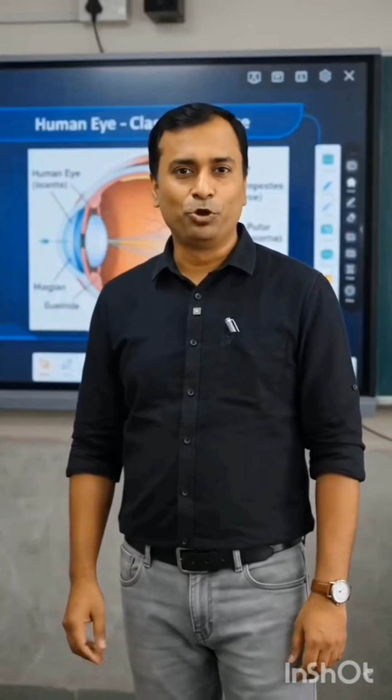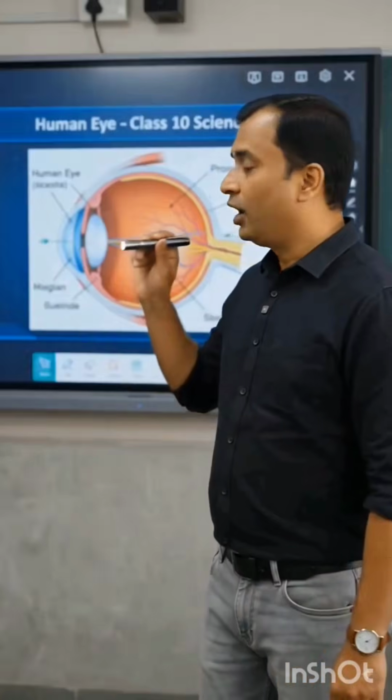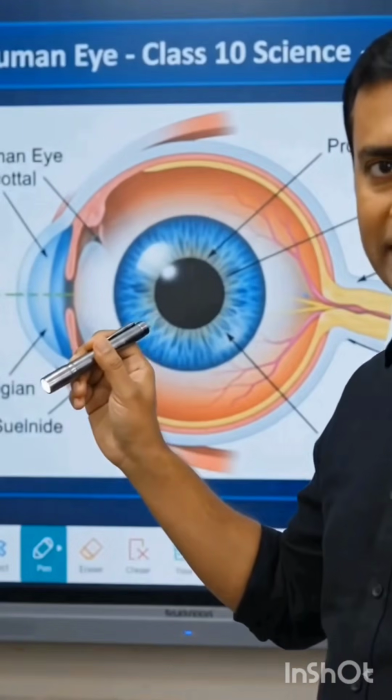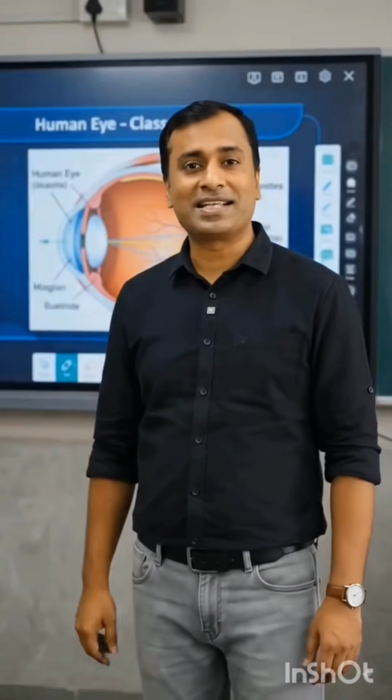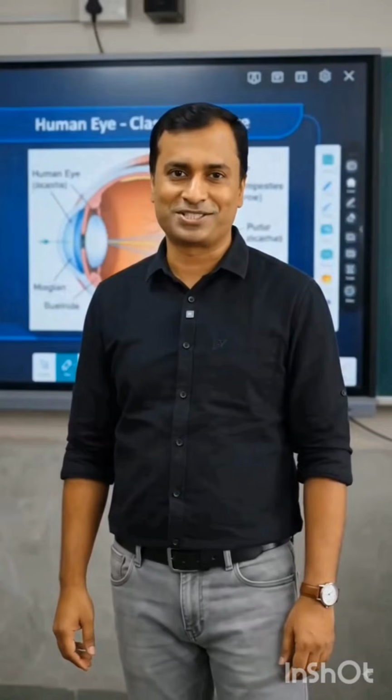Doctors often examine the pupil by shining a light into the eye. A normal pupil becomes smaller in bright light. This simple test helps assess the functioning of the eye and nervous system.